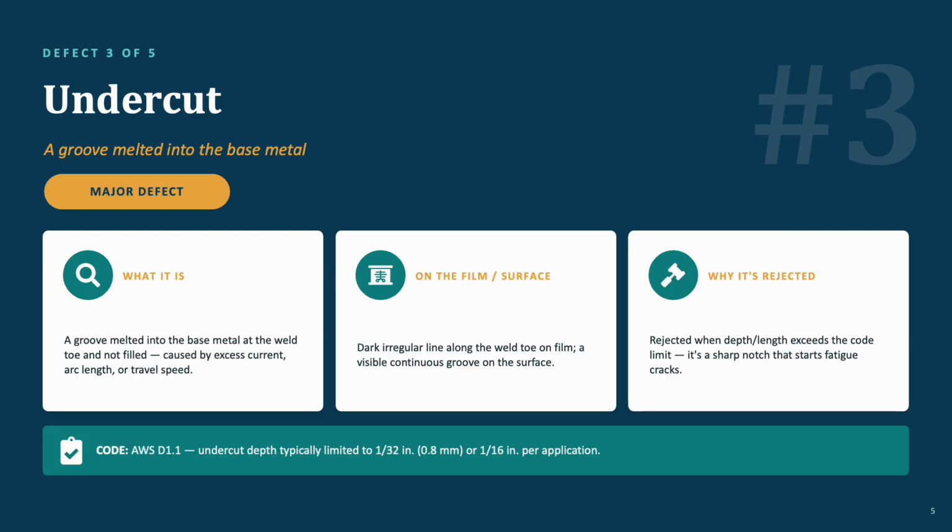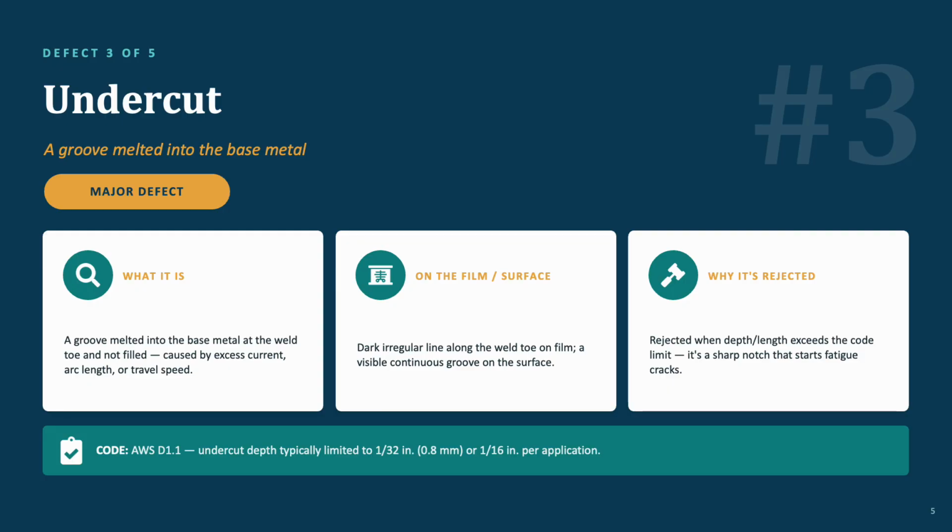On the surface, you can often see it directly. On film, it is a darker, irregular line along the toe. Here is why it matters. Undercut is a sharp notch, and a sharp notch is where fatigue cracks start. It's rejected once the depth or length crosses the code limit. In AWS D1.1, that is typically around 1/32 of an inch, but confirm the exact value for your code.